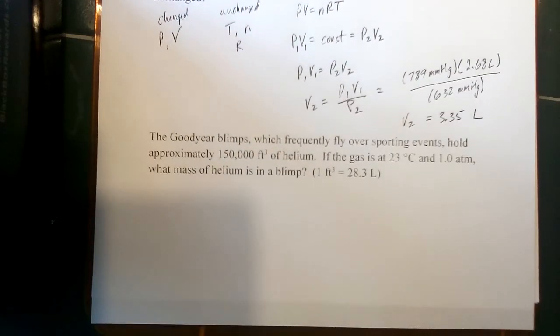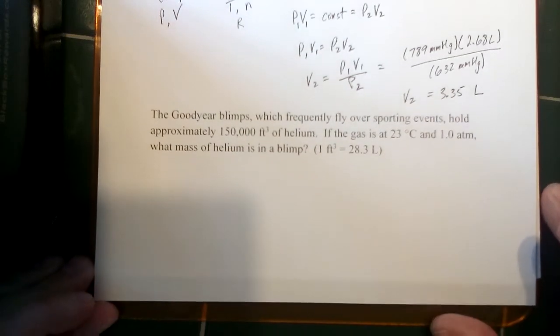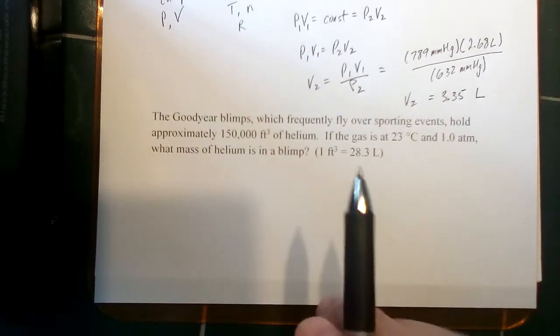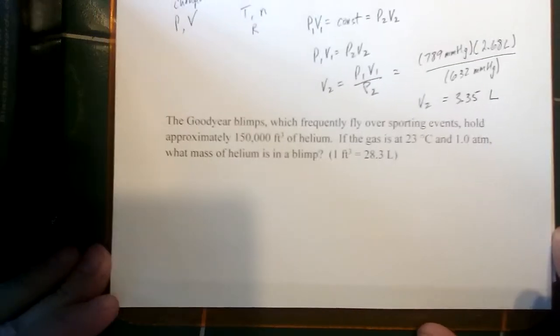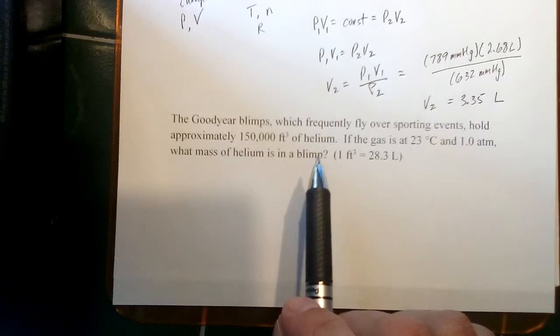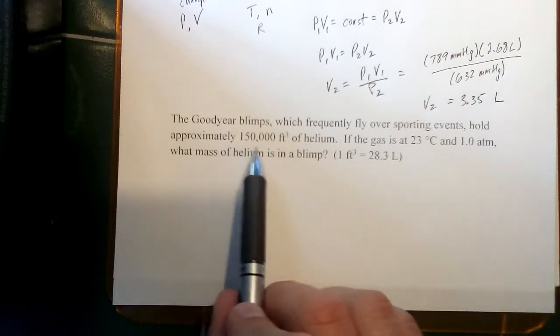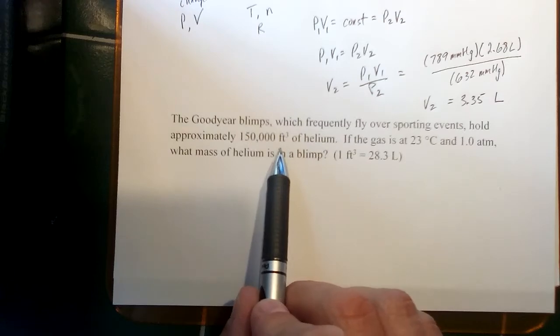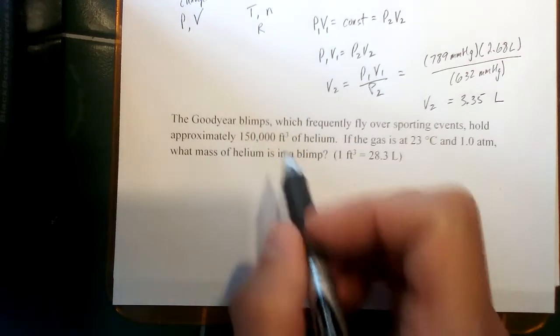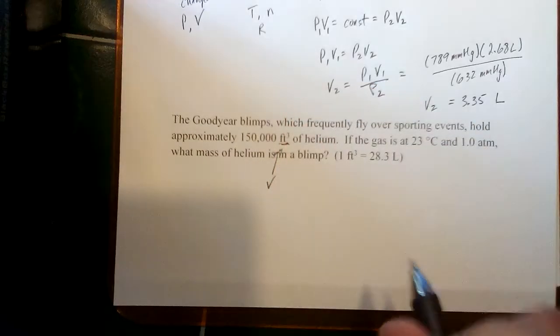Okay, let's look at the next example here. So Goodyear Blimps, which fly over sporting events, right? Back when there used to be sporting events, I guess. Although I guess maybe the blimps could still be out there showing the empty stadiums at the moment. Hold approximately 150,000 cubic feet of helium. So there's a volume. It's a kind of different volume unit, but that's V. So that is the volume.